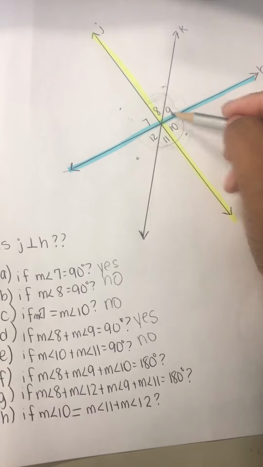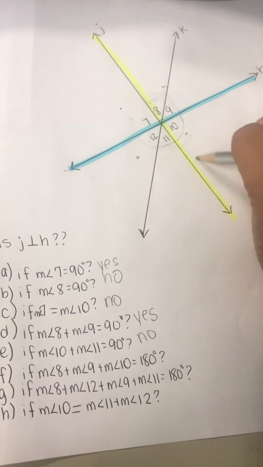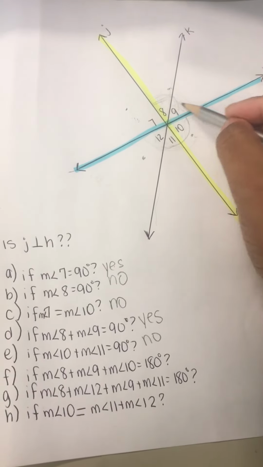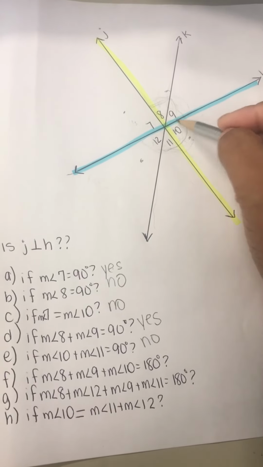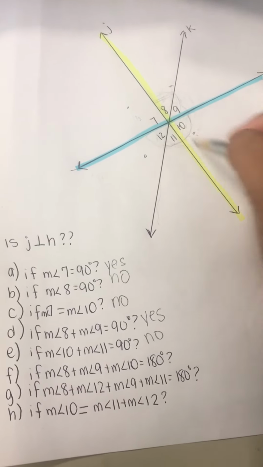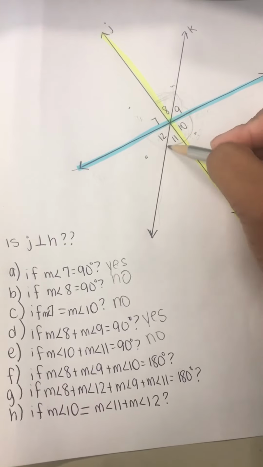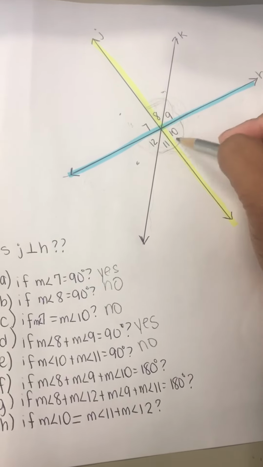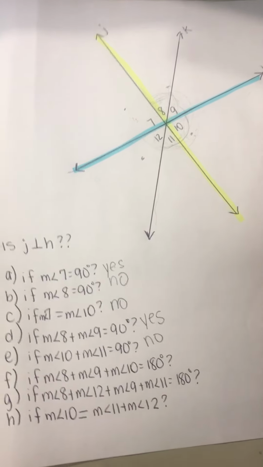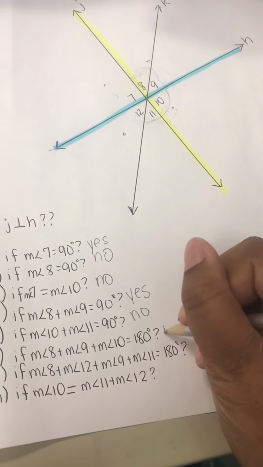If 8 plus 9 plus 10 was equal to 180, would these be perpendicular? I have no idea, if I add these 3 up, which one is 90. And I need to have one of them be 90 so that I can have a box in one of my 4 corners. And because I have no idea where the box would go by adding these 3 together, it's not enough information. That's a no.